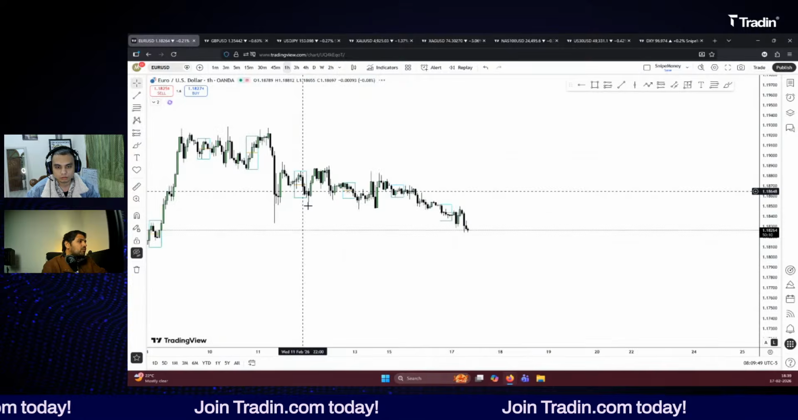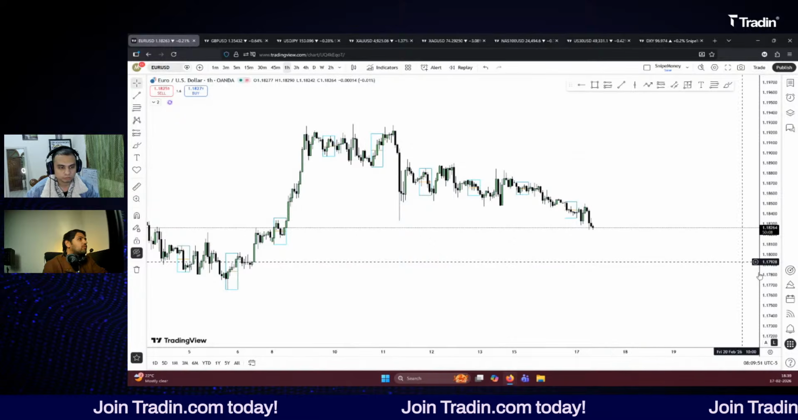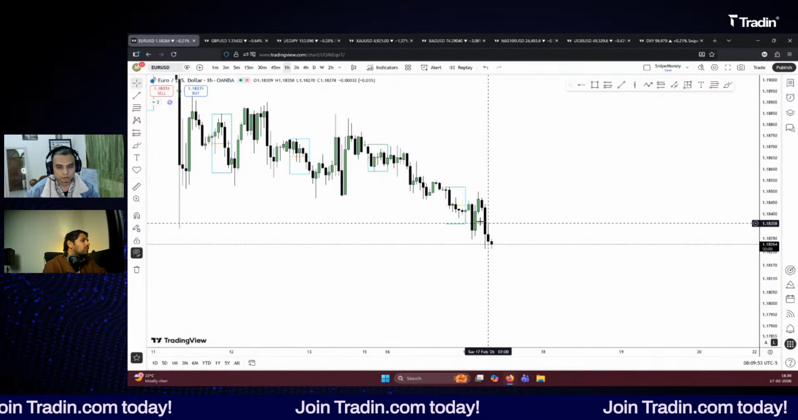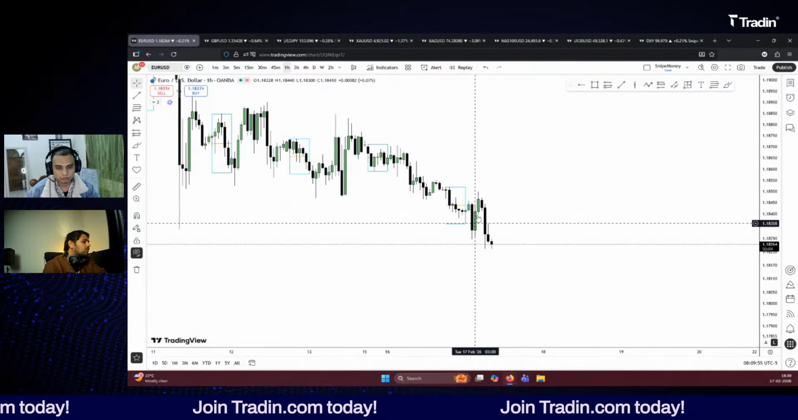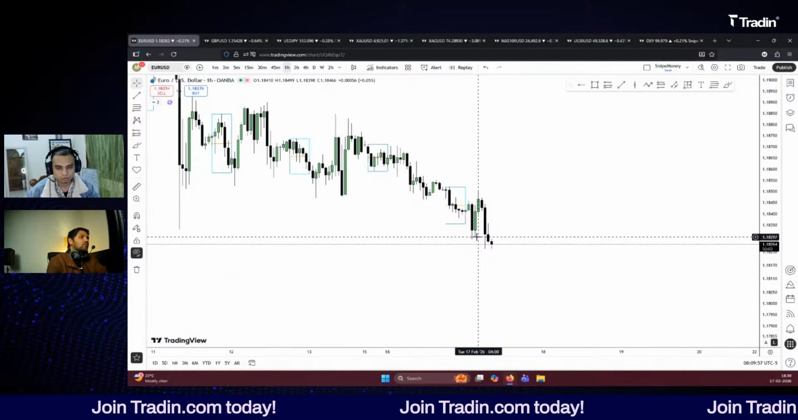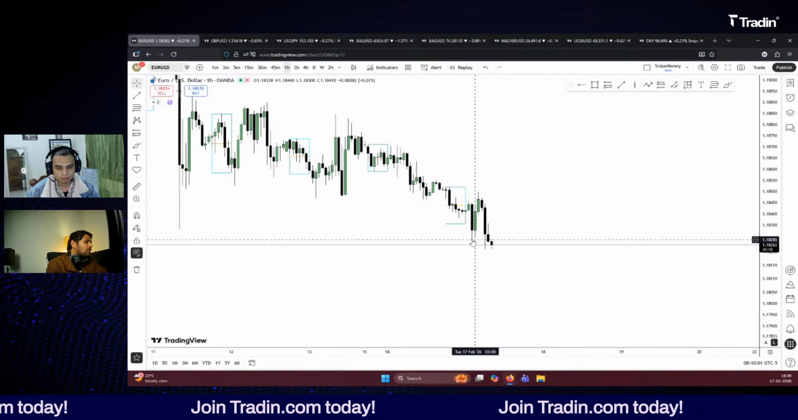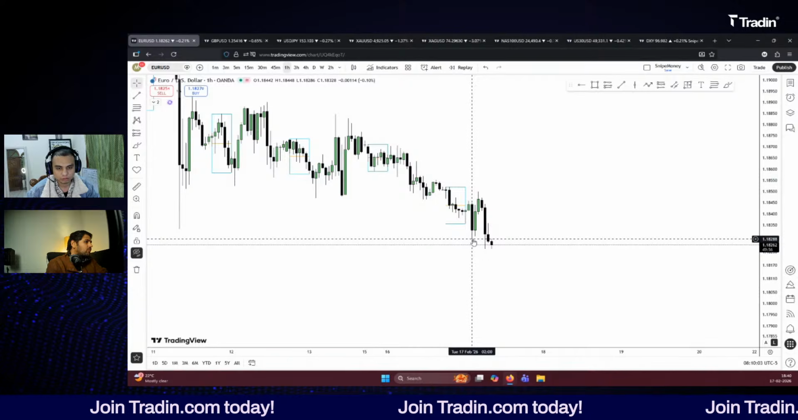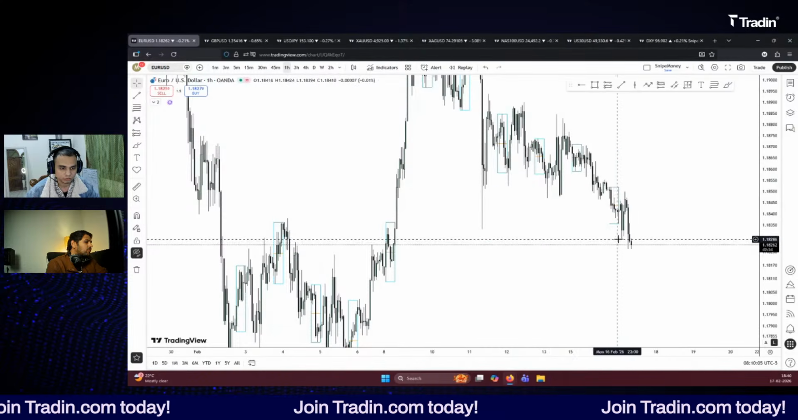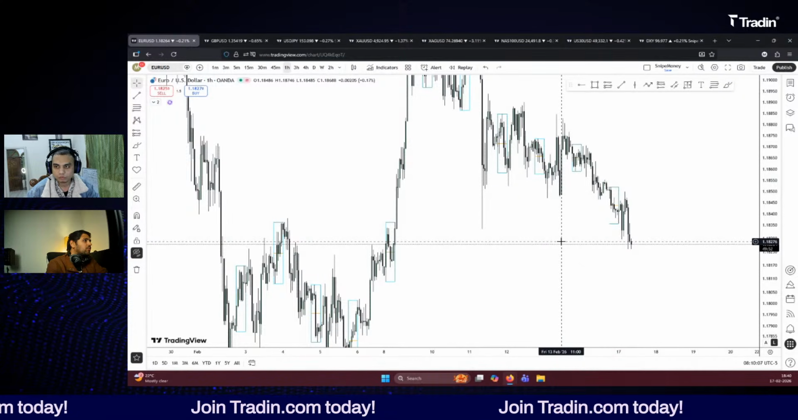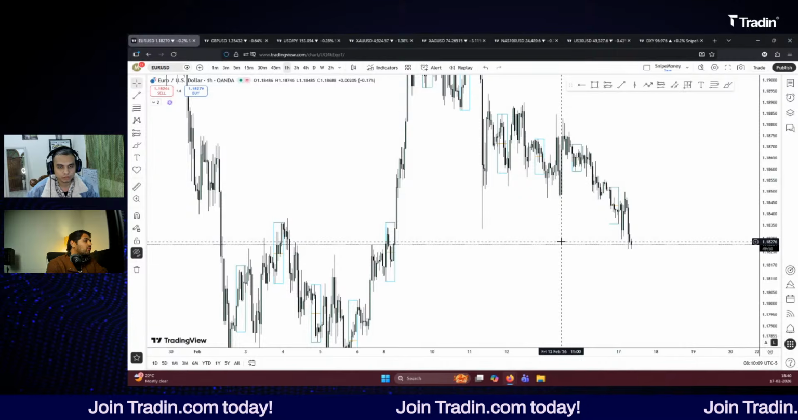And today on London session, I took a very small scalping over here, but it hit my stop loss. My TP was somewhere here, and my SL is on this low. So it hit my stop loss again. So for me on forex pairs, I will wait for some confirmation.